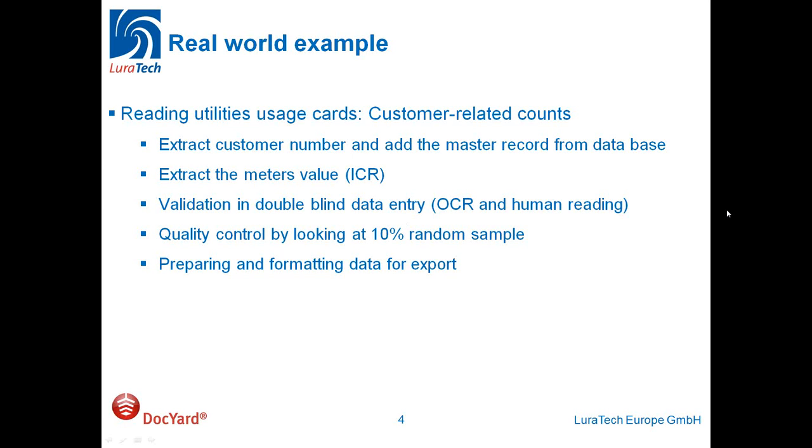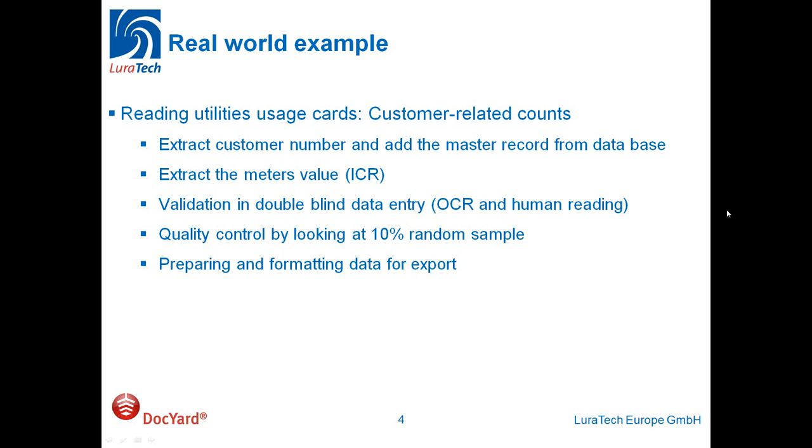We add the master record from a database to that data set. We extract the meter's value that the customer has really written down on that postcard with an ICR, a handwriting recognition engine inside the workflow. We do the validation here also in order to show you what's possible in a very easy way in a double-blind data entry approach. So first of all, the OCR will do a tour, and then the human data typist will do a tour, and then we see whether it's the same thing or not, and have a circle in there where we can circle it around for a certain time until we get correct and accurate and matching extracted data.